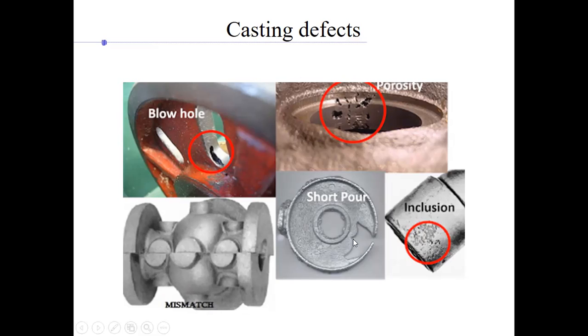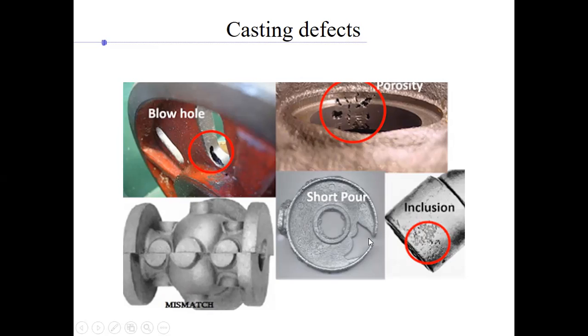Short core, just like your mismatch. It's not completely filled. It's supposed to fill all throughout, but it has missed this part. Probably because the gating system was from here, started filling in here and there, but then when it came here, this part of the casting had already solidified, and therefore the gate is unable to provide any more material because it has solidified.